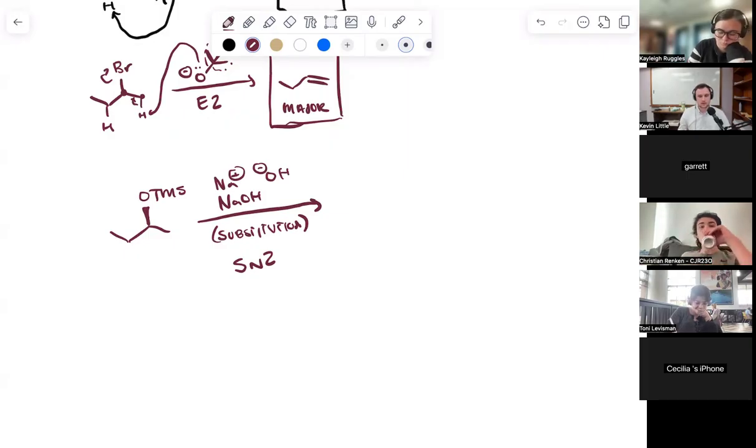With SN2s, because this OH attacks at the same time as this leaving group leaves, the leaving group blocks the face that it's on. This OH cannot approach from the side that the leaving group is on. So that means when it substitutes, it has to substitute from the backside. That is the only option.